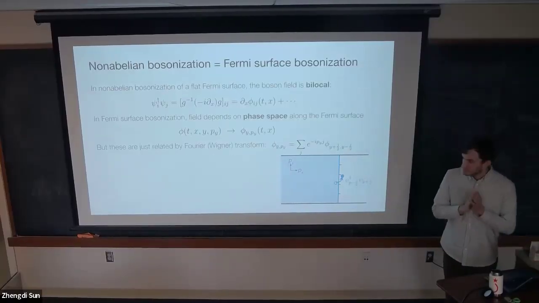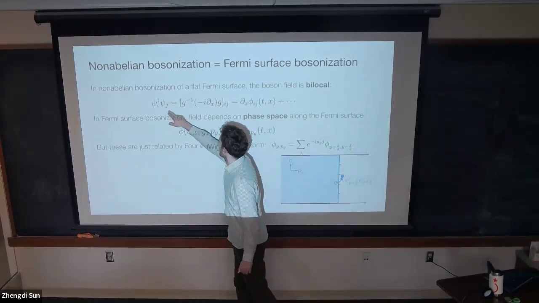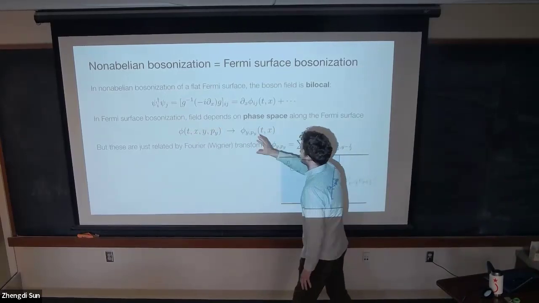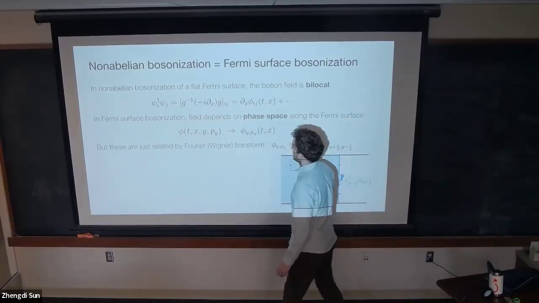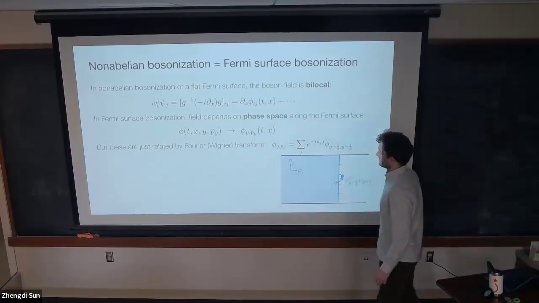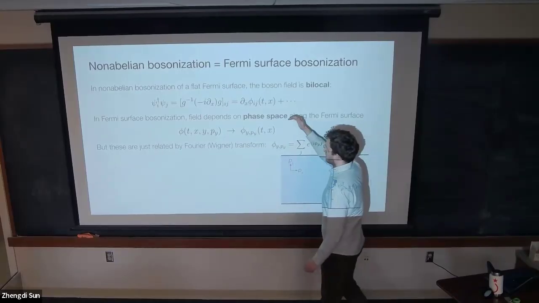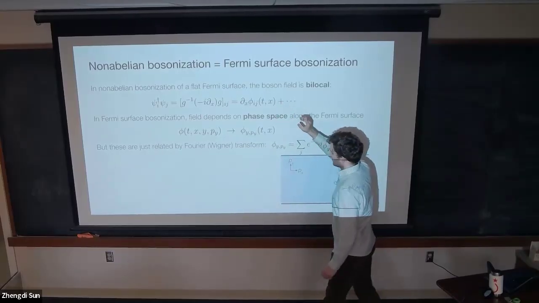So you could say it's bilocal in the fermions. There's some dictionary between fermion bilinears and these operators. If I just naively expand the matrix G in U(N), I would get this type of relation. This is very similar to Fermi surface bosonization.